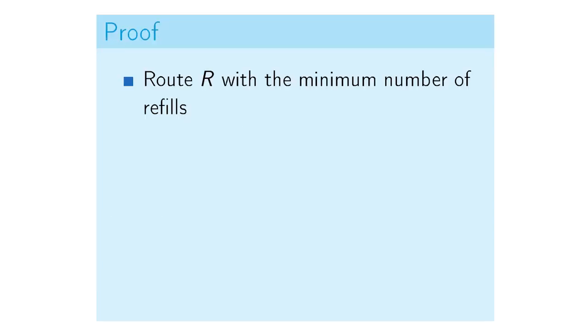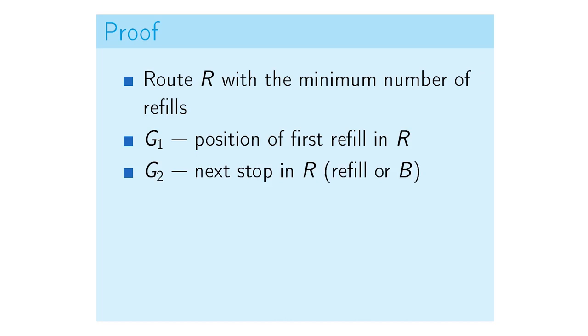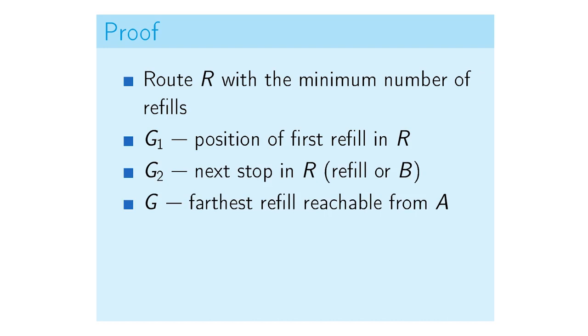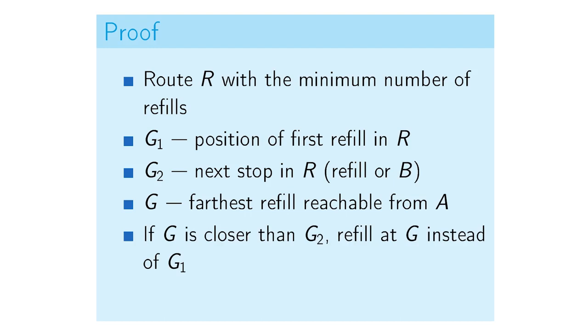To recap, we consider the optimal route R with the minimum number of refills. We denote by G1 the position of the first refill in R, and by G2 the next stop in R, which is either a refill or the destination B. And by G we denote the farthest refill reachable from A. And we consider two cases. In the first case, if G is closer than G2 to A, we can refill at G instead of G1, and it means that refill at G is a safe move. Otherwise, we can avoid refill at G1, so this case contradicts that the route R is the route with the minimum number of refills, so there is no such case. And we proved our lemma.